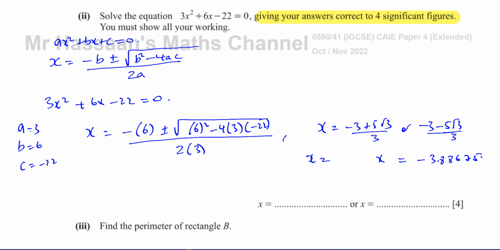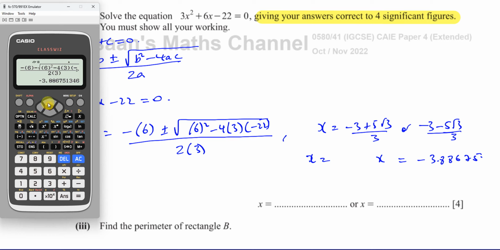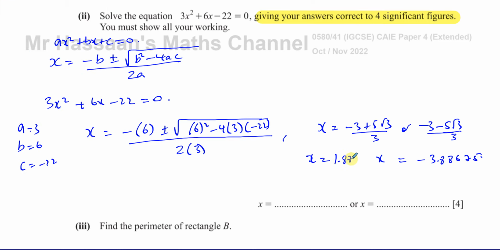And the other answer is when you make this into a positive sign, which we had before, minus 3 plus 5 root 3 over 3, which gives us 1.88675. We have to round to 4 significant figures. So 1, 2, 3, 4. That's going to be 1.887. And here you're going to have again 4, so negative 3.887. Those are the two solutions.